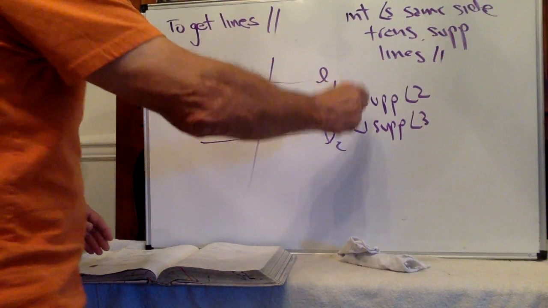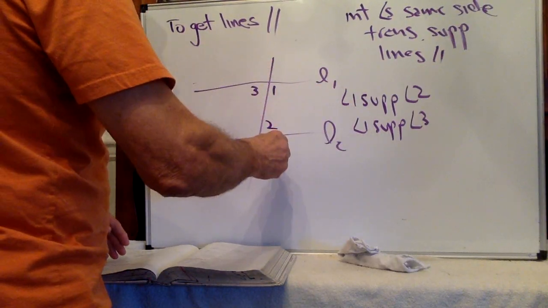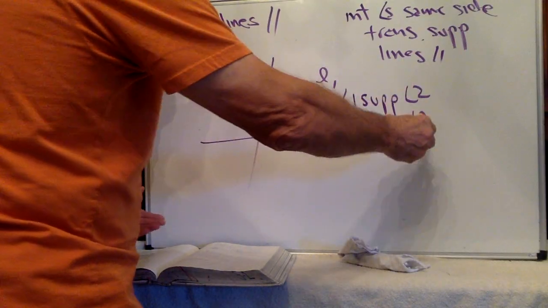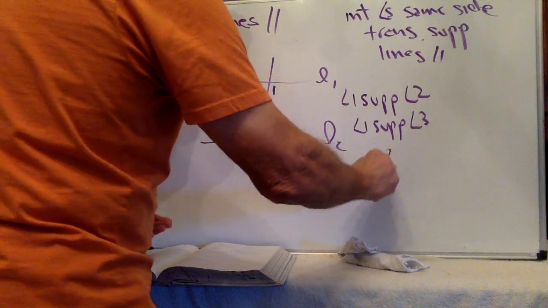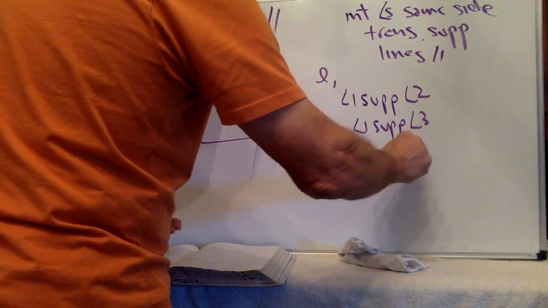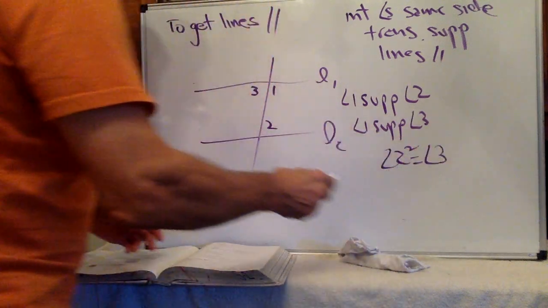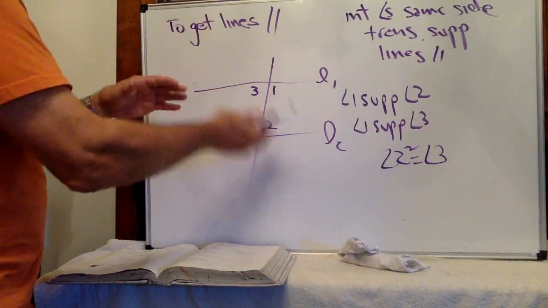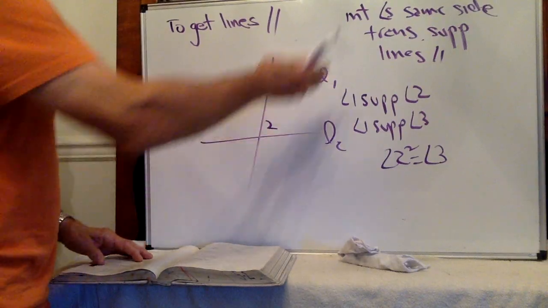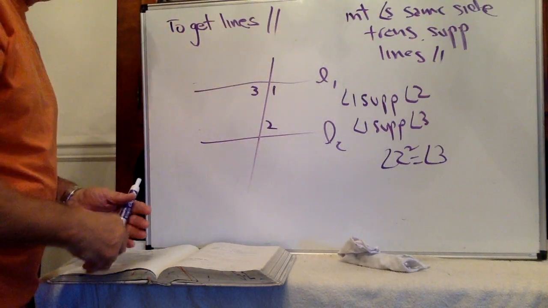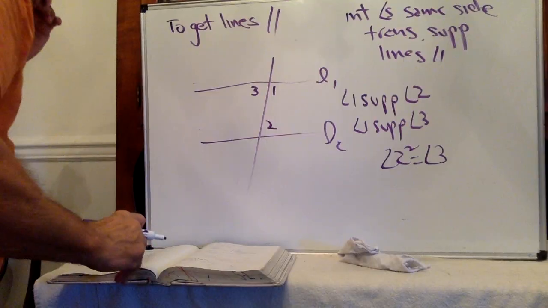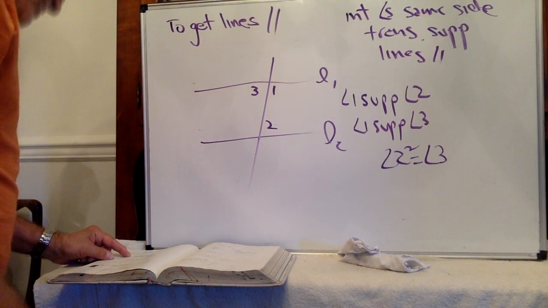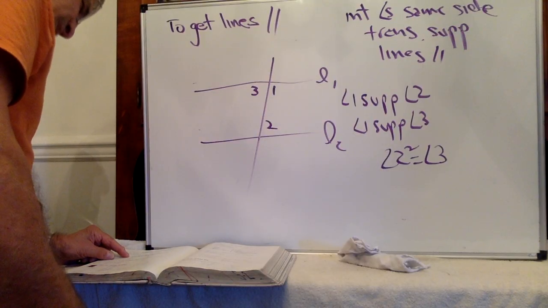Then by the supplement theorem, that means 3 and 2 are congruent. If 1 is a supplement of 2 and 1 is a supplement of 3, the supplement theorem says angle 2 is congruent to angle 3. 2 and 3 are alternate interior angles, so I've got alternate interior angles congruent, and the lines are parallel. So here's a 4th way to get lines parallel: if a pair of interior angles on the same side of a transversal are supplements, then the lines are parallel.